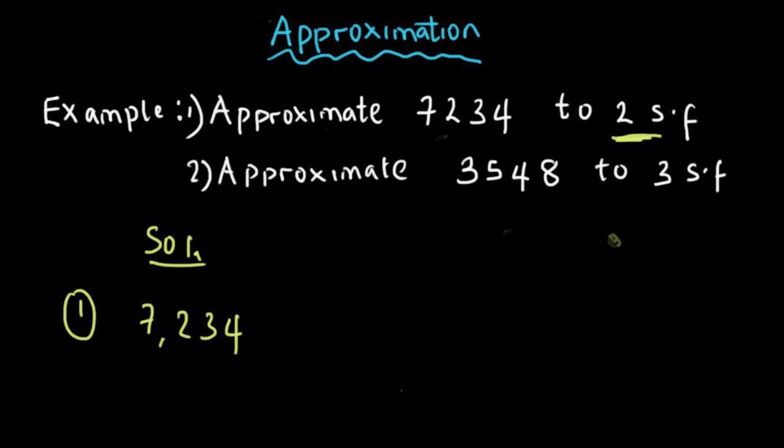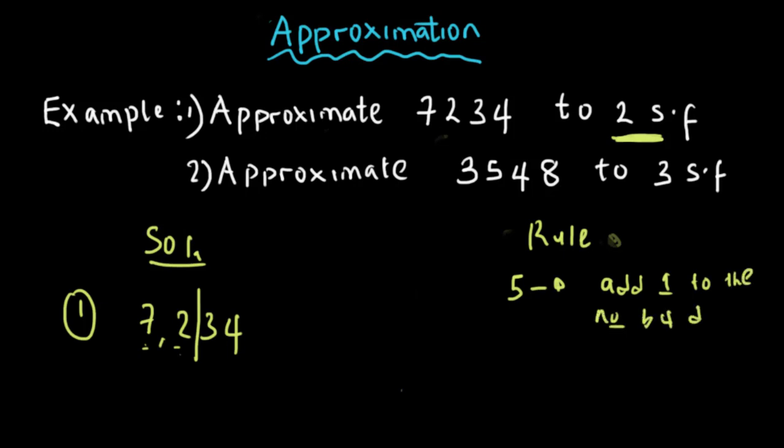Now this is what we are going to do. Because we are told to approximate to two significant figures, we are going to count the first two digits and put a line. Two significant figures. So we have 1, 2, we put a line. Now the rule states that if the number after the line is 5 and above, you add 1 to the number before the line. Does that make sense? But if the number after the line is less than 5, don't add anything.